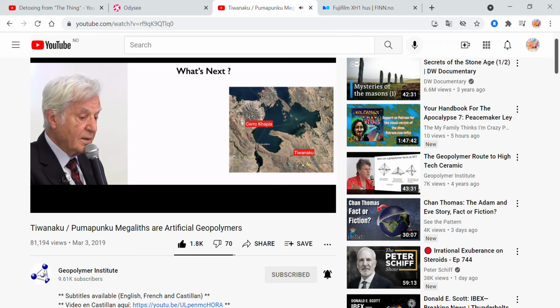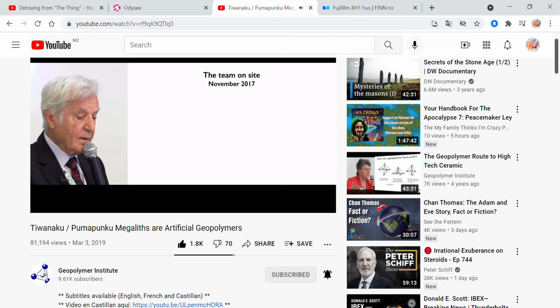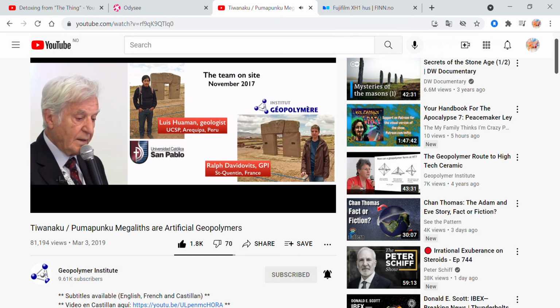What next? No modern analysis for the presumed geological source at Cerro Capia volcano. There are several types of andesitic material, so there should be several types of source that we have to study. These studies should be carried out with our Peruvian geologists. The team on the site: our geologist, Luis Huaman from Arequipa, and Ralph from the Geopolymer Institute.